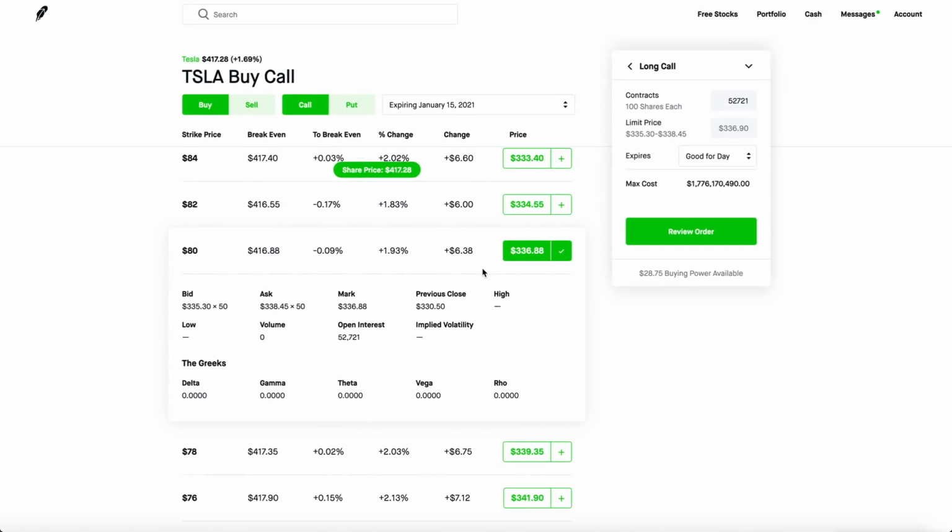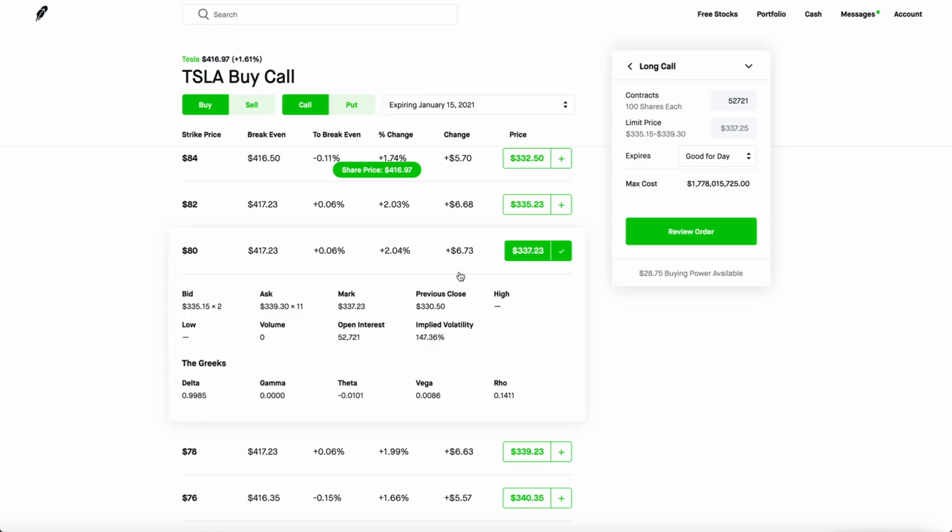Means if Tesla stock goes up a dollar, you get $100 because it's one. But for this, the delta is at 0.99. So if it goes up, you get roughly $99.89, $99.70 around that region. So it's just as good as holding shares.